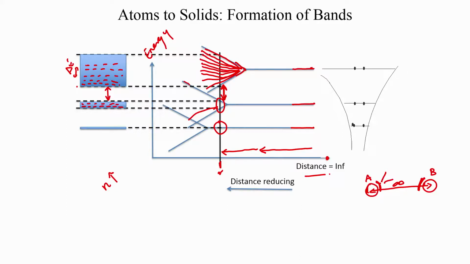Now, what do we mean by energy levels? What are these dashes that we are drawing here? Each of these levels is nothing but a solution to Schrodinger's equation.